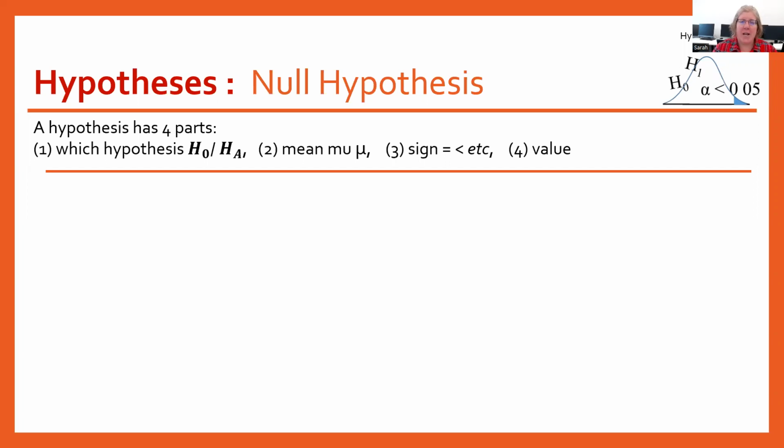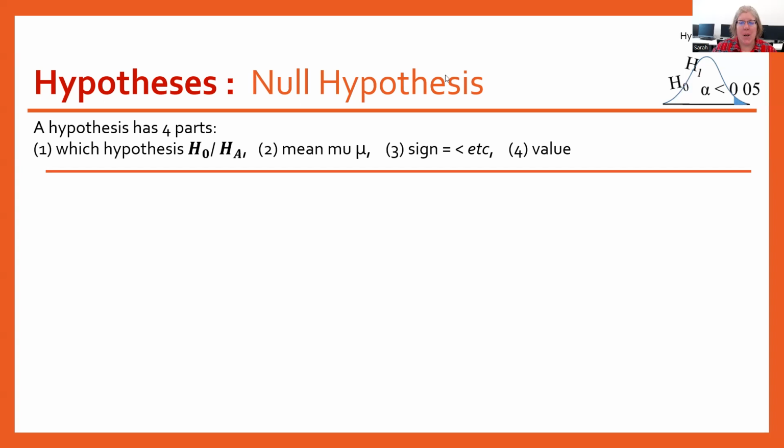Then you need to tell us what part of the population you're working with. And in this case, we're working with the population mean. So we're going to use the Greek letter mu. And then after that Greek letter mu, the population mean, comes a sign, either equal to, less than, greater than, not equal to, and then a value or a number.